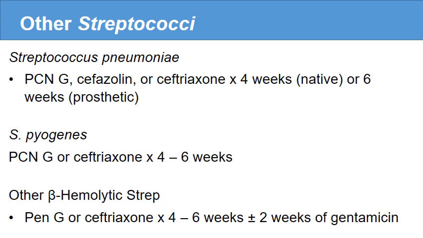For other beta hemolytic strep, you can consider potentially adding gentamicin for 2 weeks, although that may not be necessary based on the patient's response to therapy. Usually these organisms require some type of ID consultation because they are less commonly seen and they require a more nuanced understanding of the local resistance pattern for these organisms.